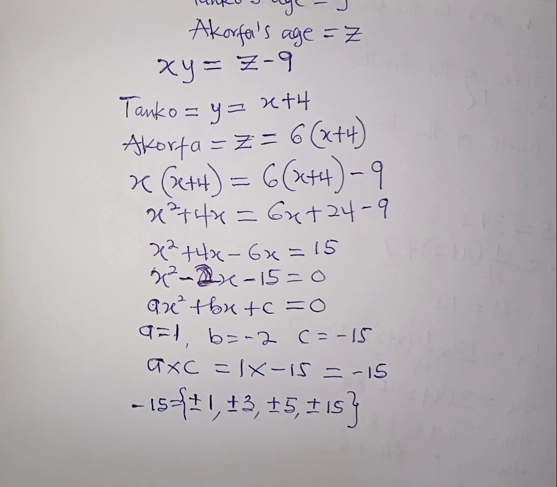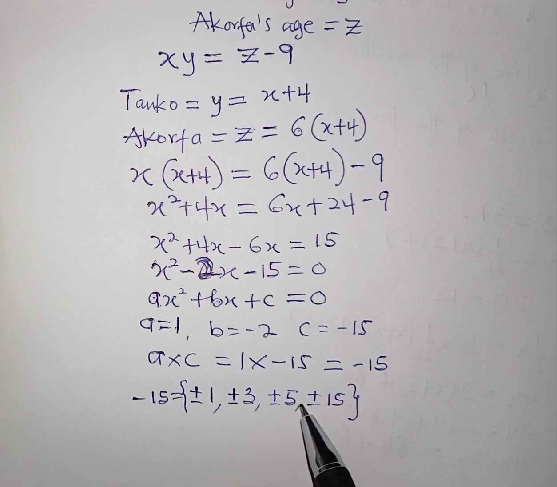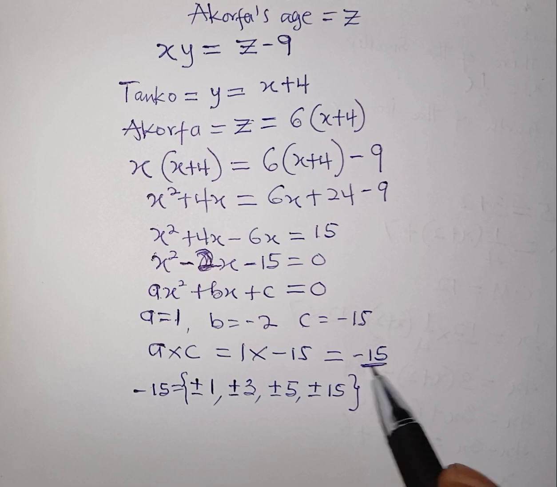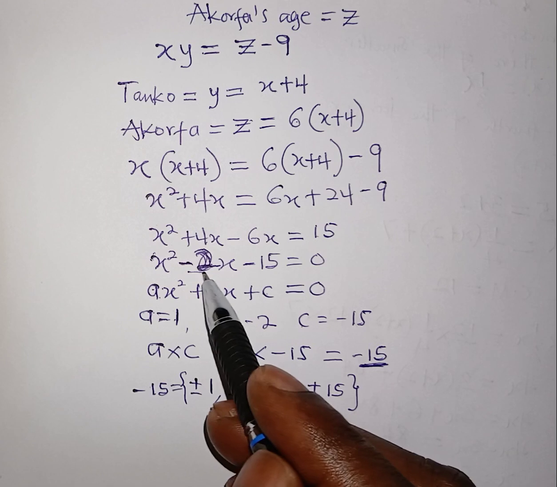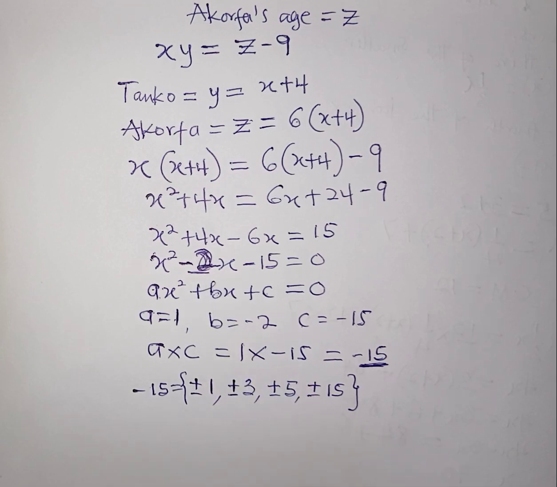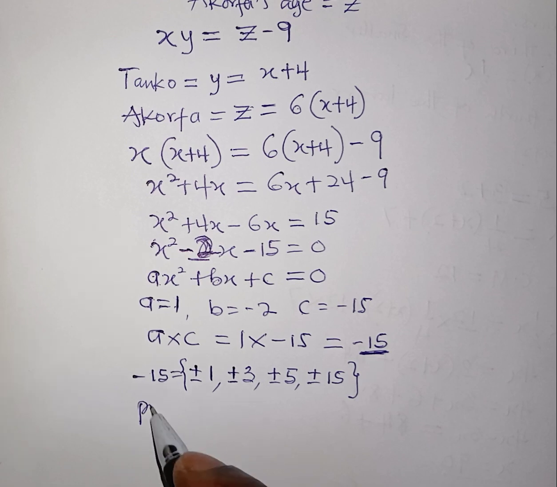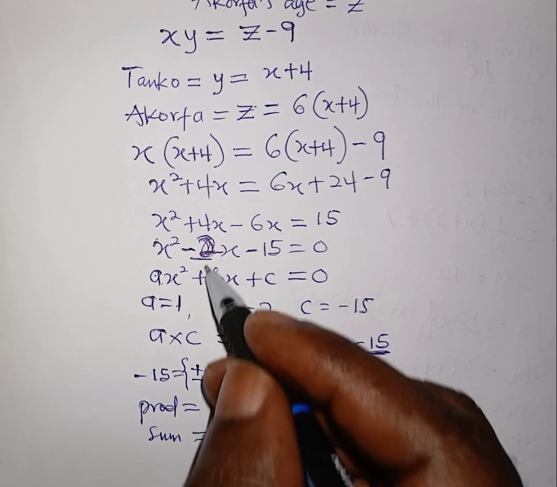Good. So once you are able to find those factors, from here you are going to pick two factors, and those two factors, when you multiply them, you must get the answer you got here. When you add them, you must get this. Okay, so in this case, it means that you need to find the product, which is negative 15, and then you find the sum, which is also the negative 2.